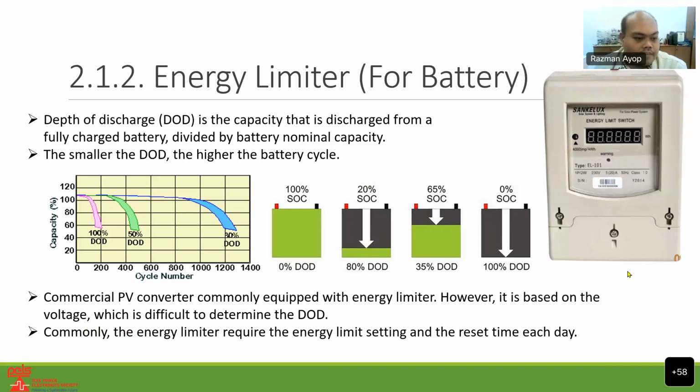Okay. So commonly, the energy limiter requires an energy limit setting, and it will reset each day. So basically, you set it. For example, for one day you want to use 1 kilowatt hour. So basically, after 1 kWh, the energy limiter will switch off, and it will be reset again at a certain time every day.